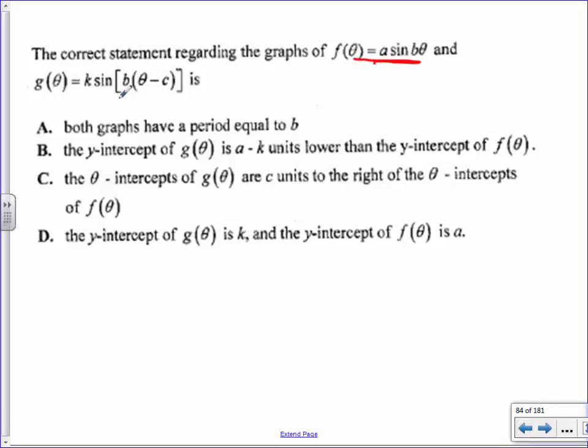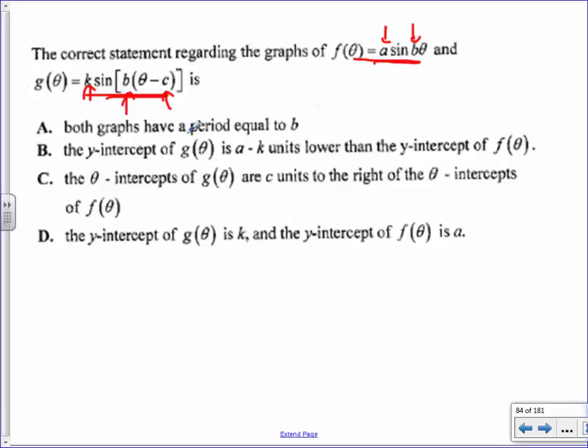Here's a graph, and here is a second graph, and we want to figure out which statement is true. Before I look at the statements, I want to talk through what's happening. This a value makes the graph taller, and this b value could possibly squish the graph. Now we have a different graph. It's got a k value, which could also make the graph taller. We've got a b value, which could squish the graph in or out. But this one has an extra value, a c value, which could slide the graph side to side.